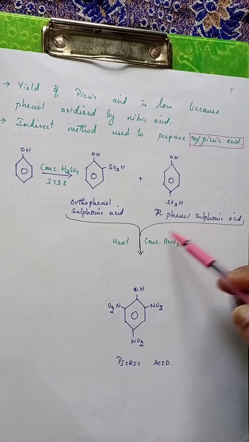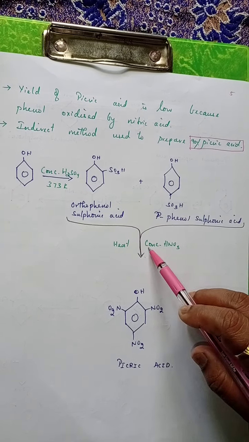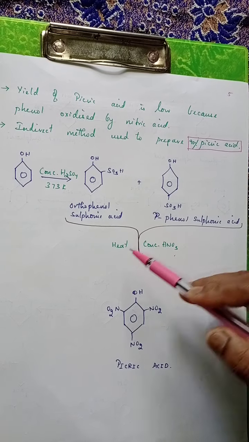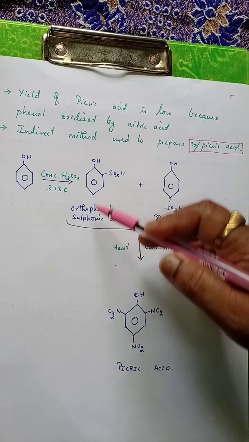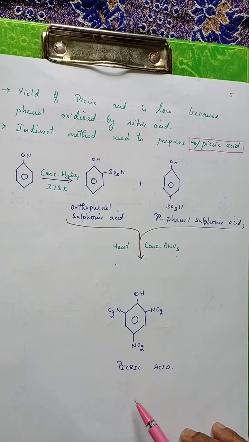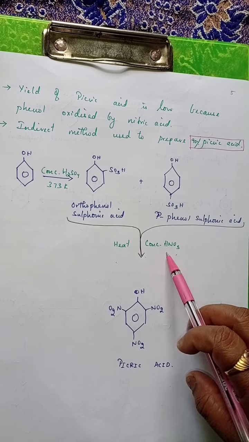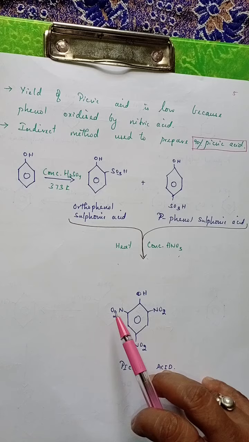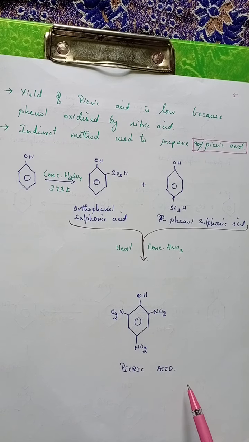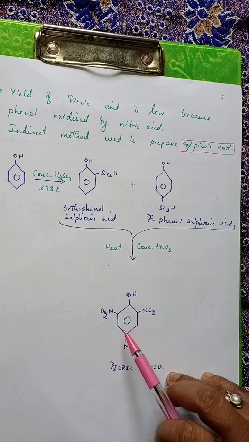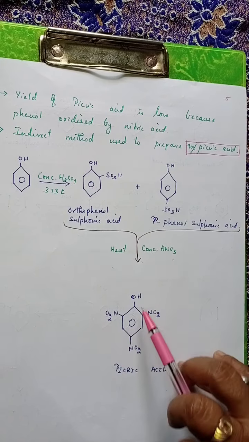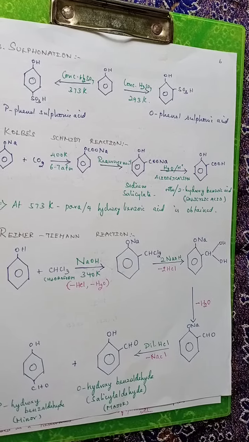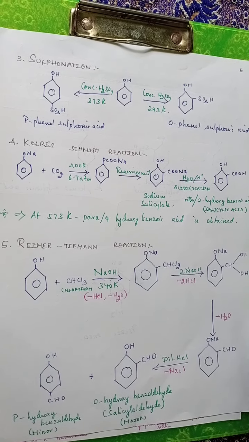So in this mixture you will add concentrated HNO3 and then heat it. By heating this mixture you will get picric acid, because HNO3 gives NO2, and the NO2 binds with phenol, which leads to picric acid, which means 2,4,6-trinitrophenol.